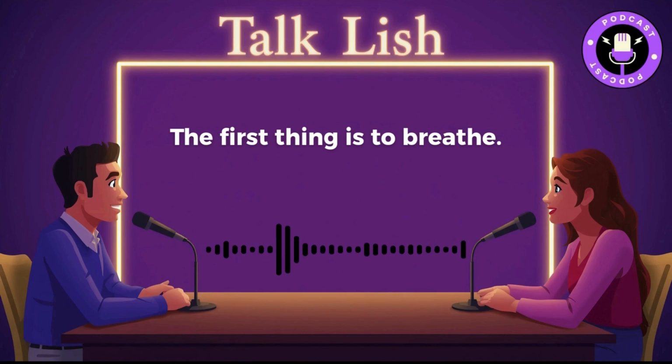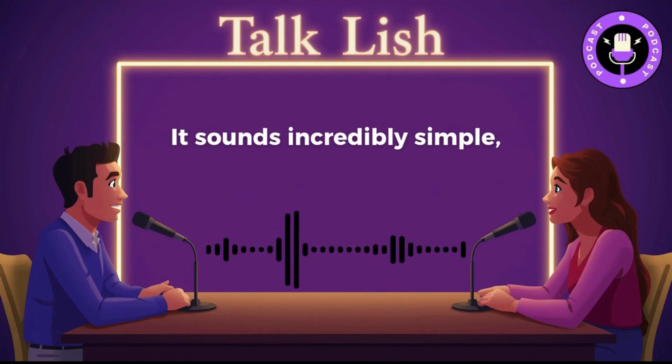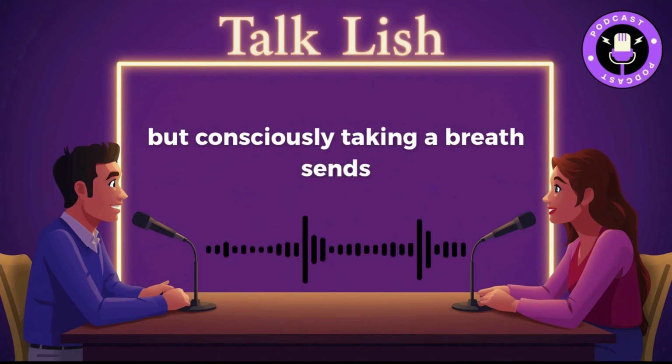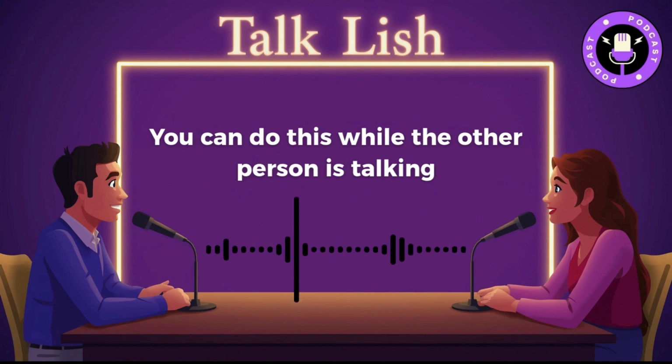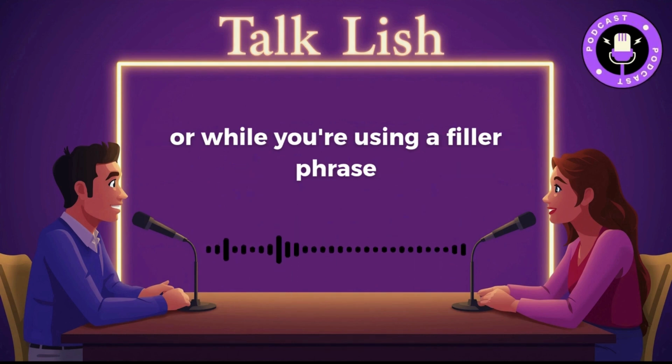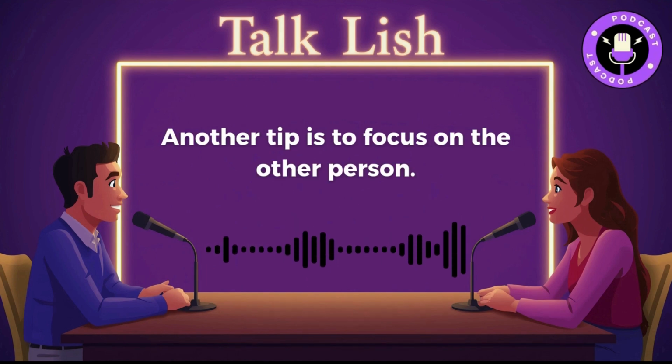The first thing is to breathe. Take a slow, quiet breath. It sounds incredibly simple, but consciously taking a breath sends a signal to your nervous system to calm down. You can do this while the other person is talking, or while you're using a filler phrase like, "Let me see."